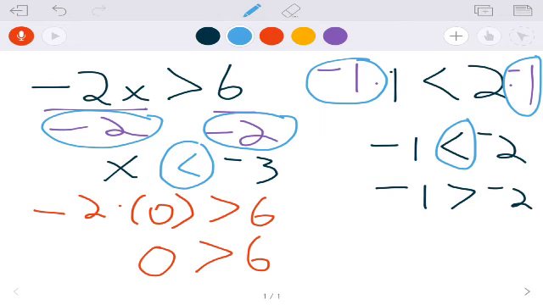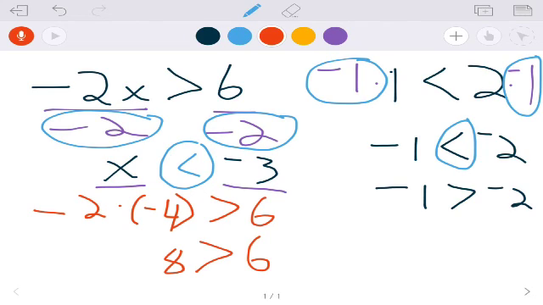So now when we go ahead and plug it in, notice what we have here. Right now it says x is less than -3. So we don't want to plug in 0 anymore. We're going to get rid of that right there. Instead, we're going to plug in what says it should work. So we're going to plug in -4. And when we plug in -4, we have -2 times -4, which is 8. 8 is more than 6, therefore we've done this correctly.